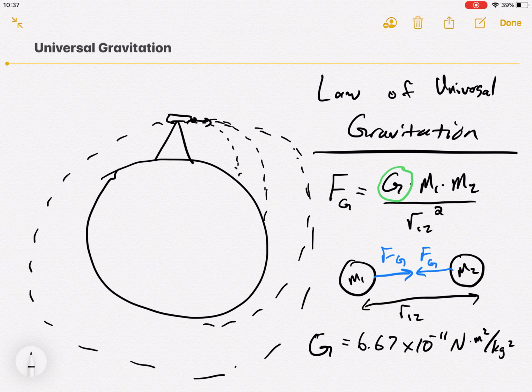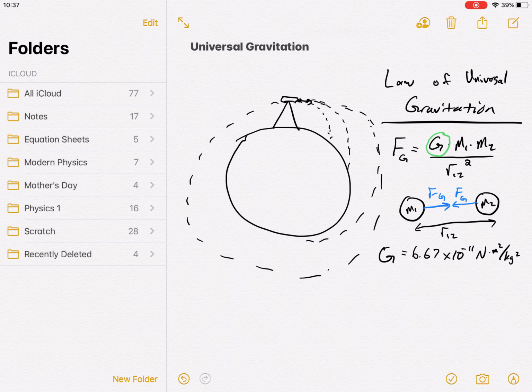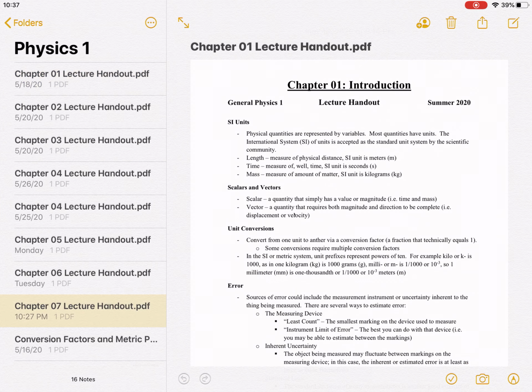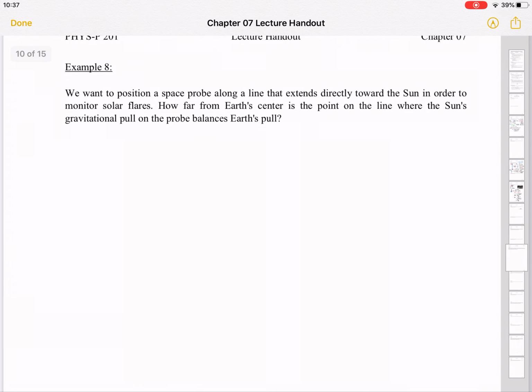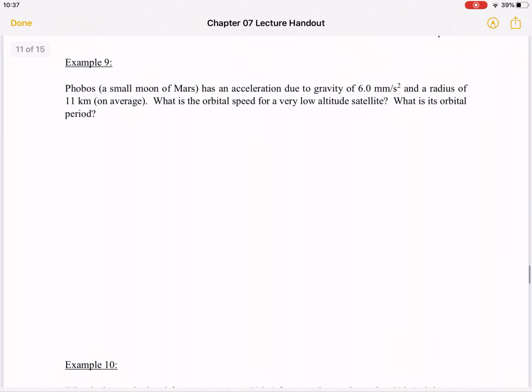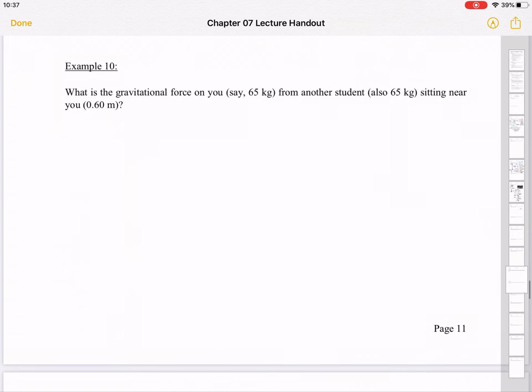All right, so you could ask, what is the attractive force between students sitting near each other in a classroom? Which just happens to be one of the example problems. So if we go here, this is in chapter 7, example number 10. All right, so what is the gravitational force between two students who are 65 kilograms separated by 0.6 of a meter? So simply just calculating the force.